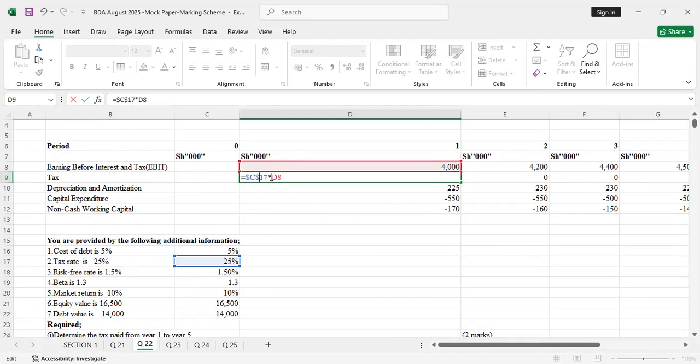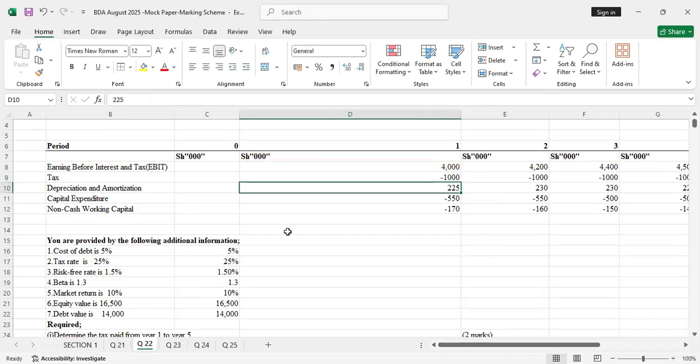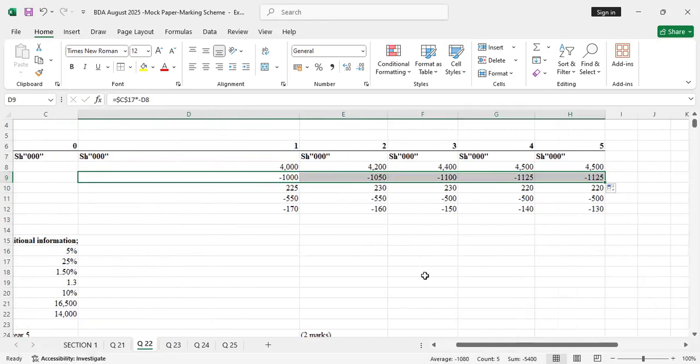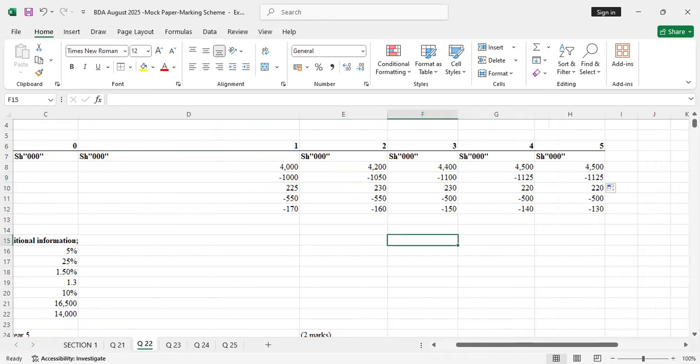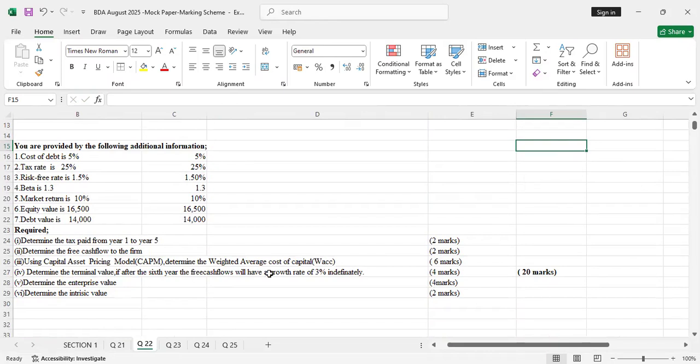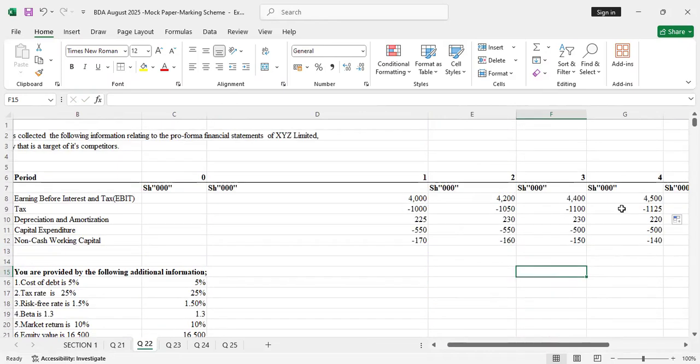Yeah, then I want my tax to be negative because it's an expense. So I'll put a negative before earnings before interest and tax. Then I'll just say enter. So once you enter, you can see it's giving me 1,000. So I'll drag for the other years up to the 5th year. Yeah, so those are the taxes we have for Roman 1. So we have answered Roman 1. These are the taxes.